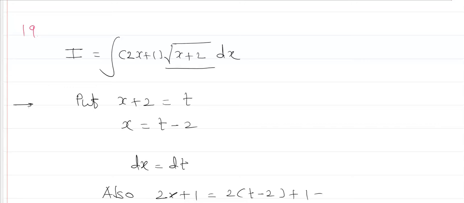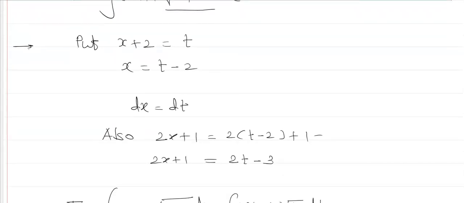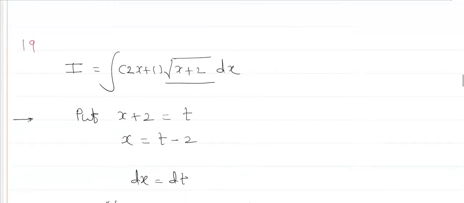In the same way here, x plus 2 is equals to t. Therefore what is the value of x? x is t minus 2. Therefore differentiate this with respect to x, dx is equals to dt. Now here what is the value of 2x plus 1?